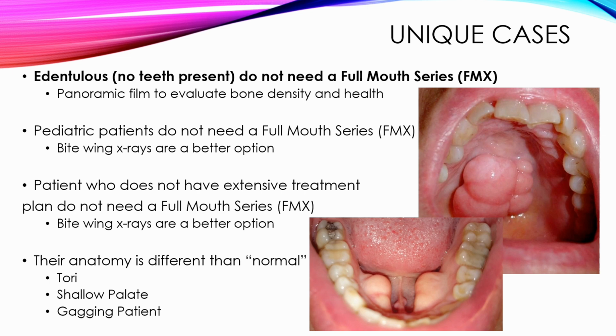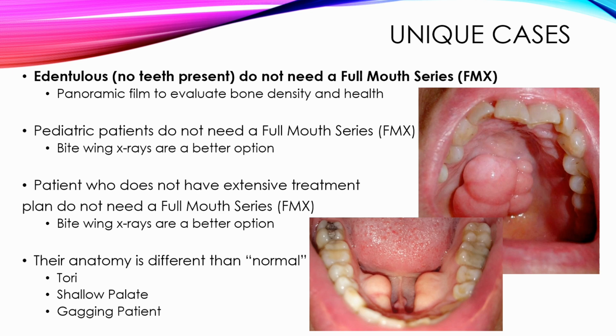Just because they are on the schedule for a full mouth series of x-rays doesn't mean that you just blindly start taking x-rays. If you look in the patient's mouth and notice that they are edentulous, it would be better for the patient to take a Panorex instead of a full mouth series. Why would we need an x-ray for someone who doesn't have teeth? We are trying to evaluate their bone density. It could be used to treatment plan implant supported restorations like dentures, or it can be used to look for the possibility of impacted roots or teeth.